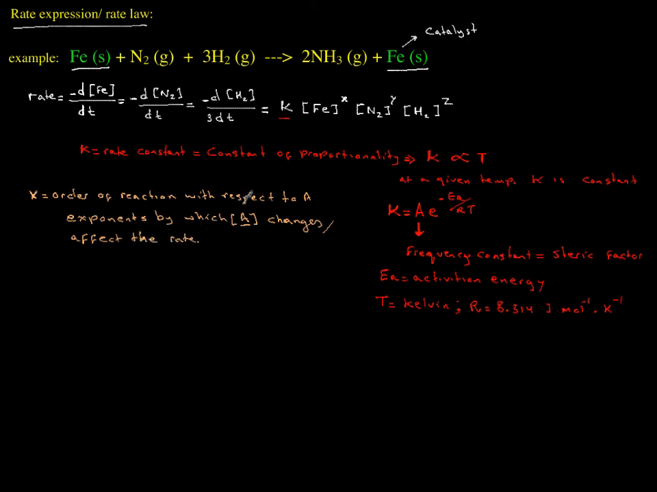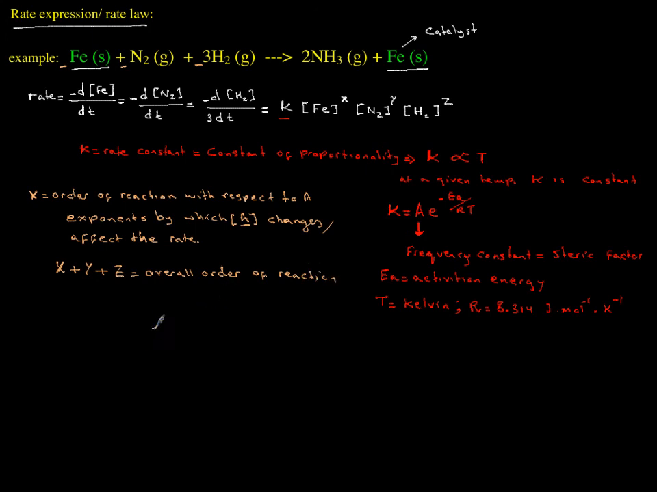Now one thing you should notice is that X, Y, and Z are not your coefficients necessarily. They have nothing to do with stoichiometry. We have to find them experimentally again. When you add X and Y and Z, that's known as the overall order of reaction. You get 1 point by being able to say what's the overall order for something.